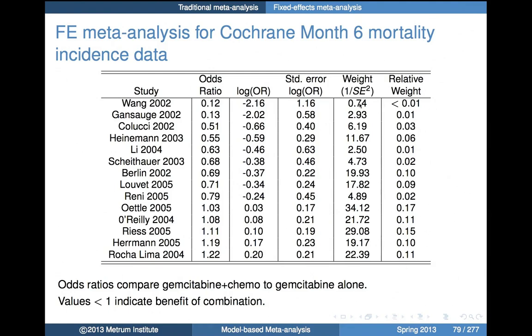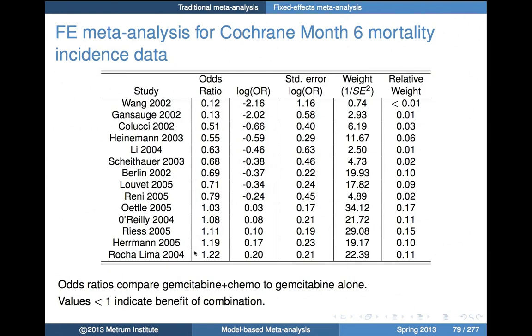And we do have a couple of small studies here that are getting less than or about 1% of the weight. And what's interesting is that the two studies that are getting the smallest weight, or many of the studies that are getting a small amount of weight, are actually the studies that show the largest effect of the gemcitabine plus chemotherapy. Whereas the studies that are getting the larger amounts of weight are the studies that tend to be showing that there's no difference, or if there is a difference, it's going in the opposite direction.